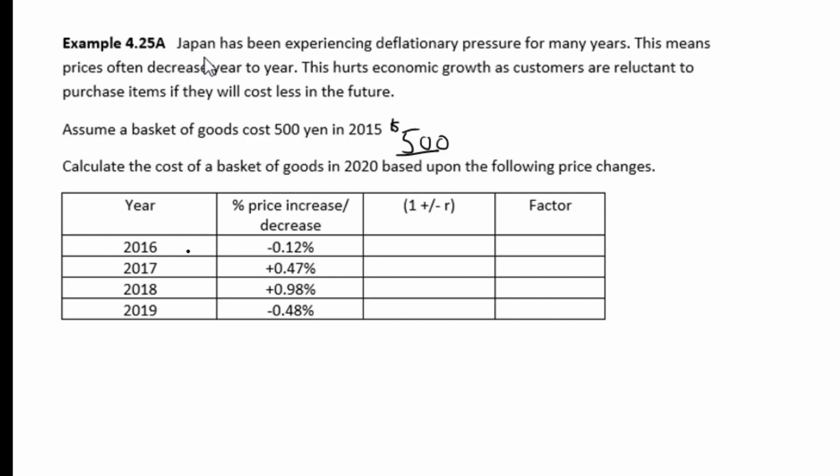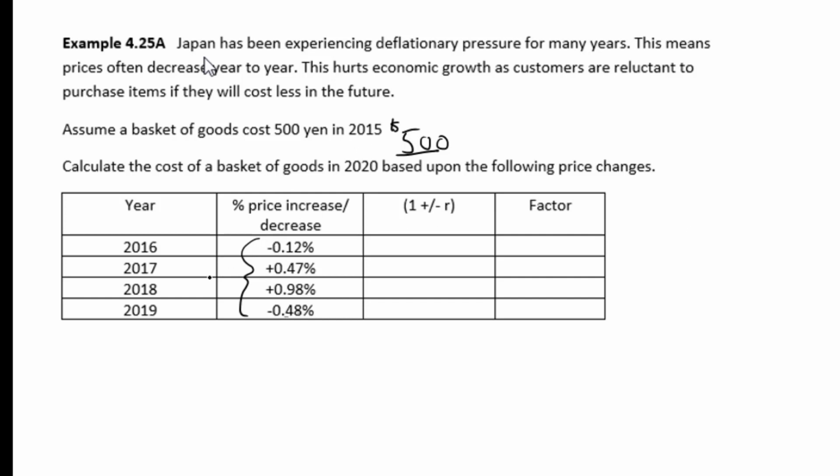So in 2016, it went down by 0.12%, 17, up by 0.47, up by 0.98, down by 0.48. So it was a little bit of a mixed bag in terms of going up and down. But overall, in the last 20 years, it's actually gone down. So let's look at how we would do this problem with our newfound knowledge.